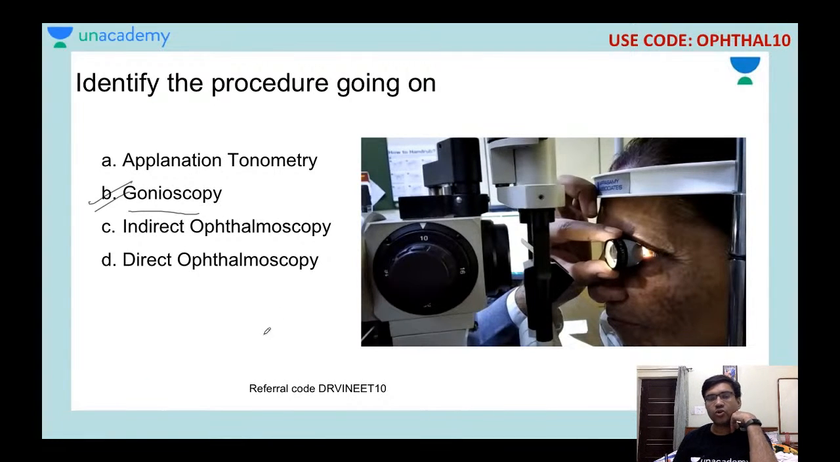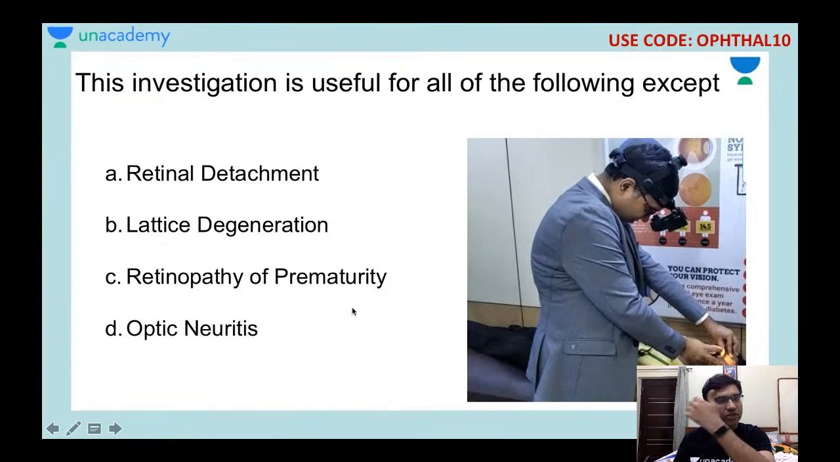And why do we do a gonioscopy? Basically, we do it to differentiate an angle closure glaucoma from the open angle glaucoma. Okay. Chalo. The next question is the investigation is useful for all of the following except. Your options are retinal detachment, lattice degeneration, retinopathy of prematurity, or optic neuritis. Try to answer.